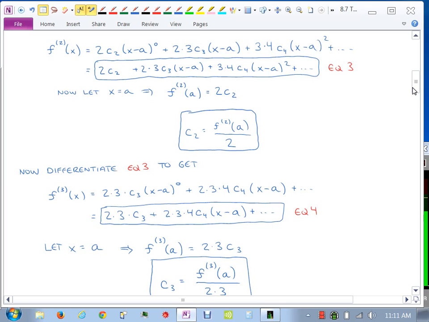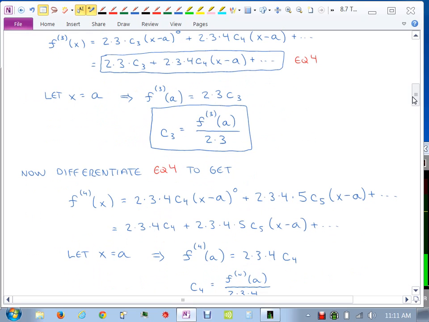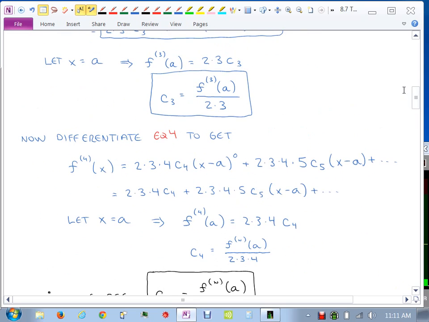We plug a in again to this. This is the third derivative. The third derivative at a gives us 2 times 3, C3. Divide both sides by 2 times 3, and we get C3. And I keep going. I do it again, take the derivative again, and now I get C4. So what we get is a general formula for it.